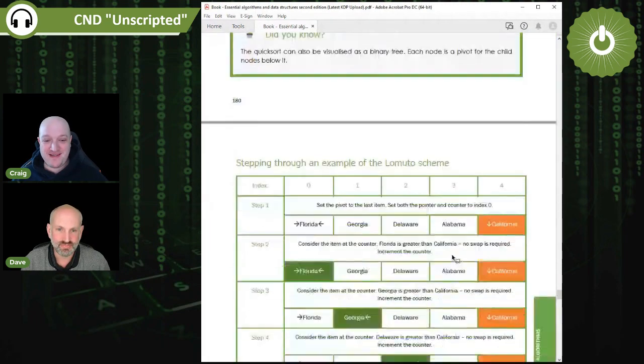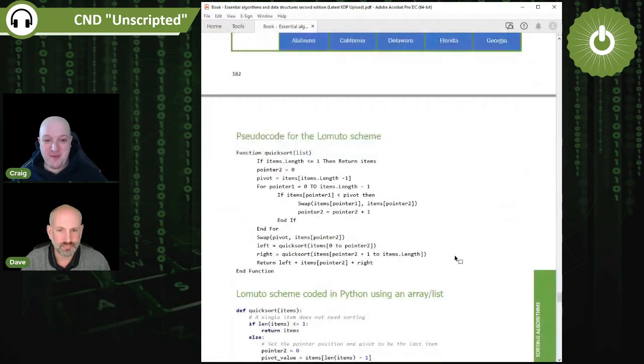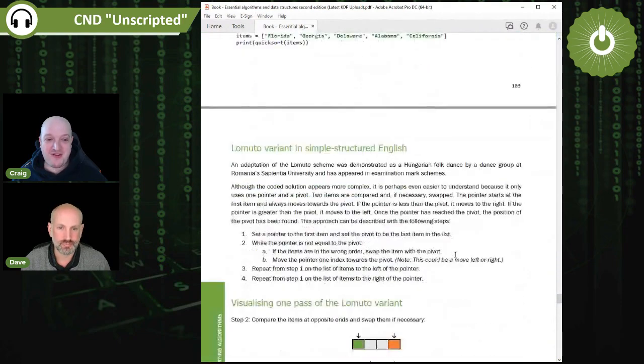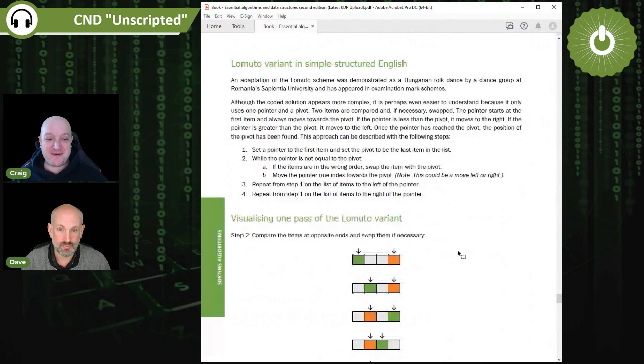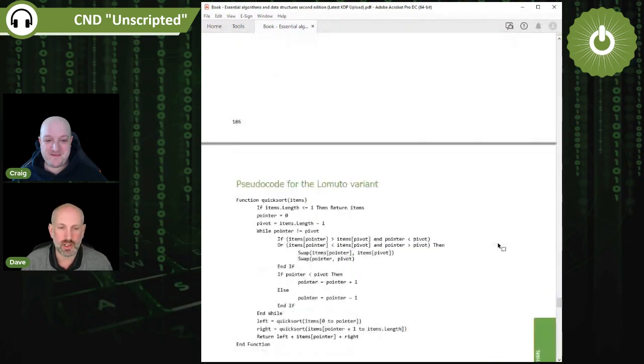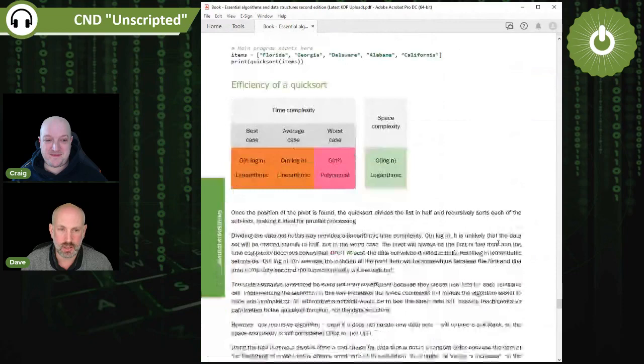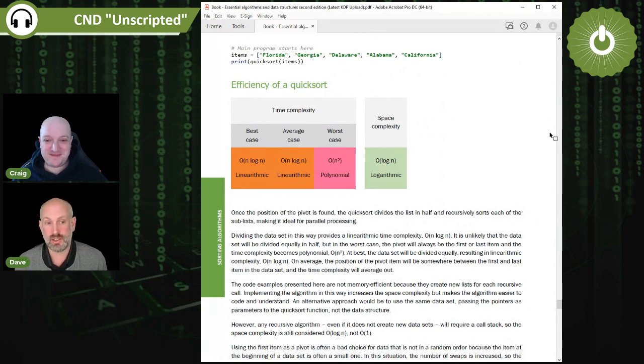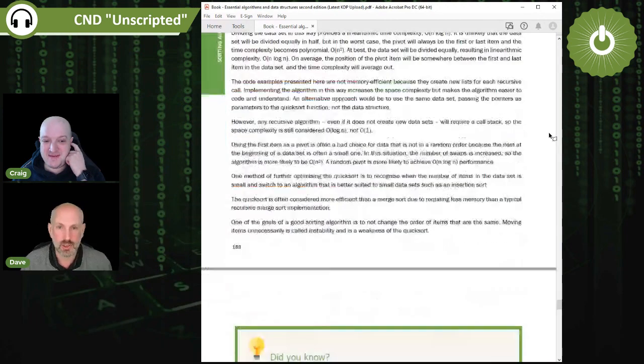So again, we've got a visualization, step through, example, pseudocode, actual code. And this is the one I teach, this sort of Lomuto variant. Again, we won't go into the details of it, but it was made famous by a sort of Hungarian folk dance, and that's the one that appeared in OCR mark schemes. I'm not sure why. I don't know the history or background, but I like it. It's not as efficient as the other methods, but it's easy to explain. Well, I think it is, and so that's the one I teach.